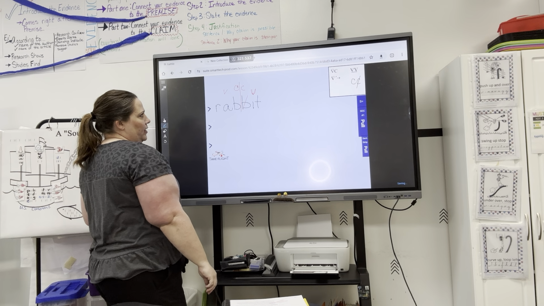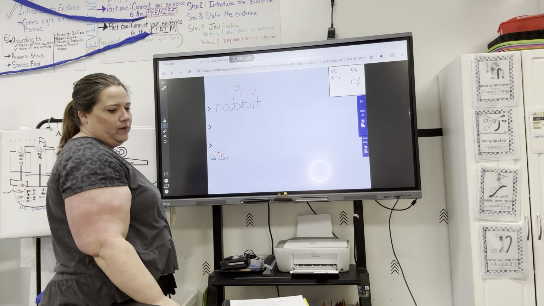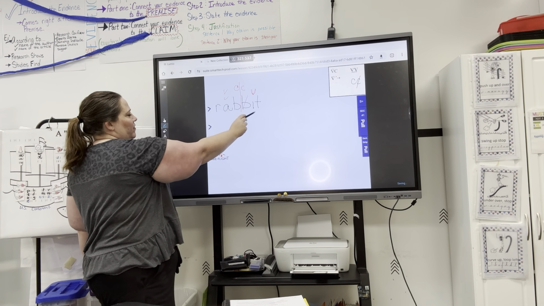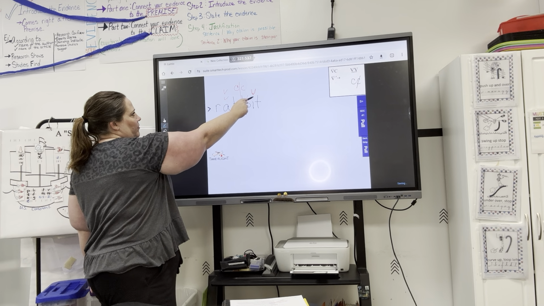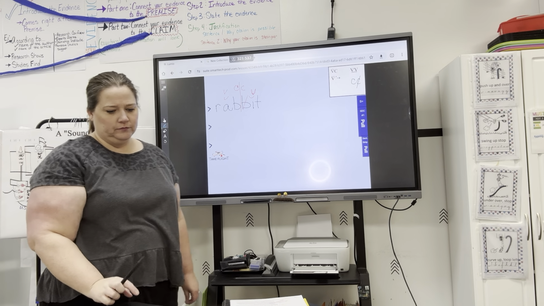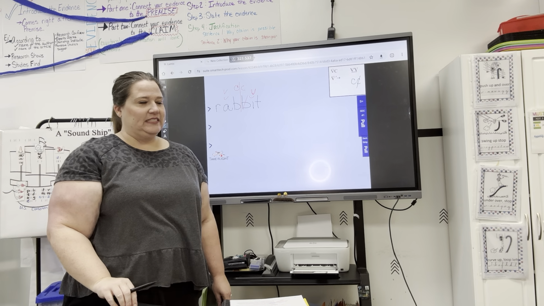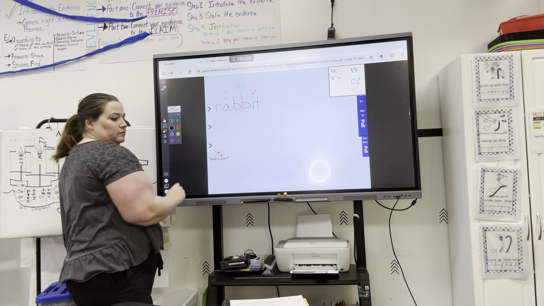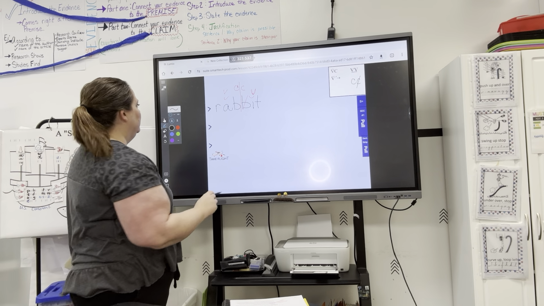Now let's code our word rabbit. A vowel in a closed syllable is short, code it with a breve. Make sense? Okay, let's look at another word. We have bobbin.